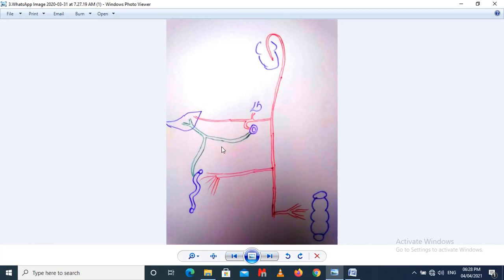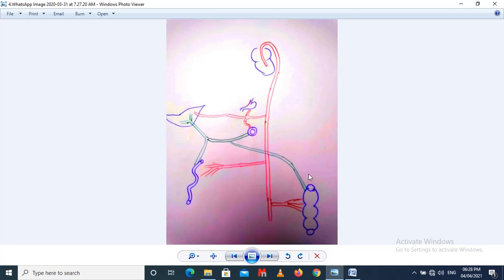Now coming towards the next slide. Over here, from the large intestine majorly, where the inferior mesenteric artery has supplied the blood.